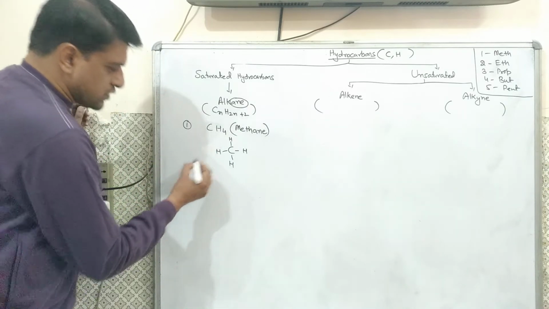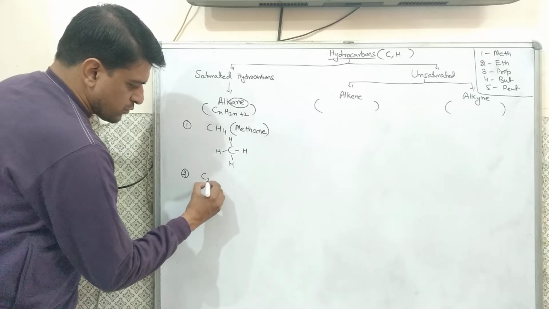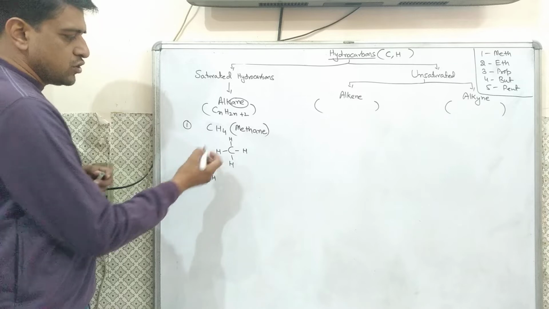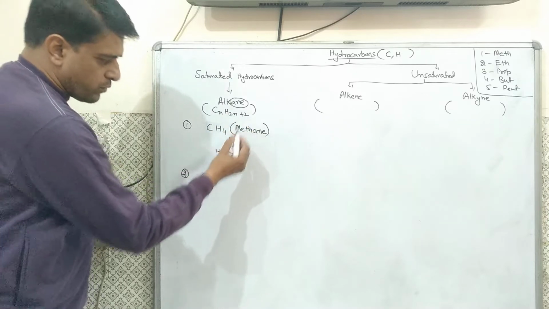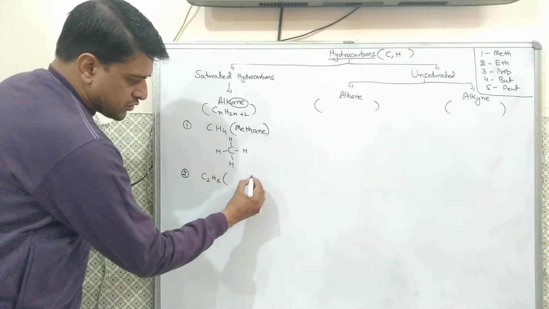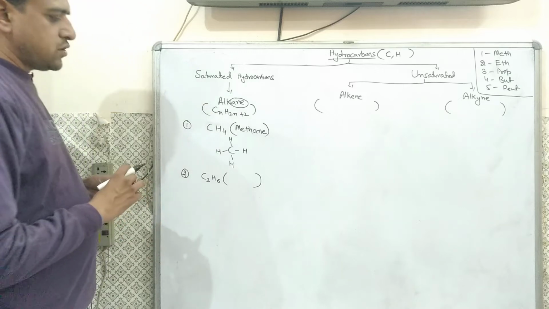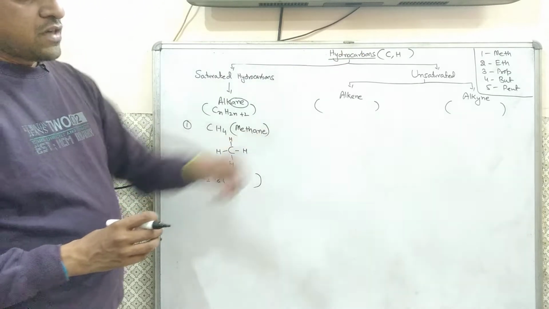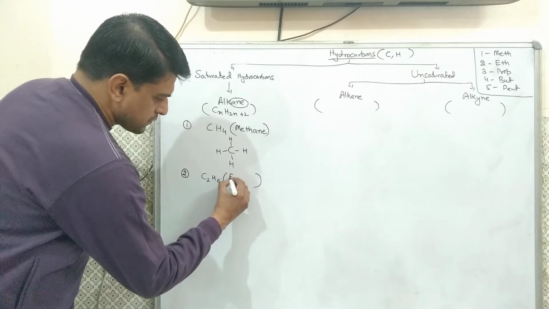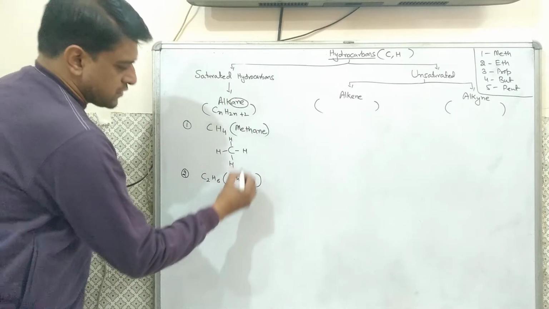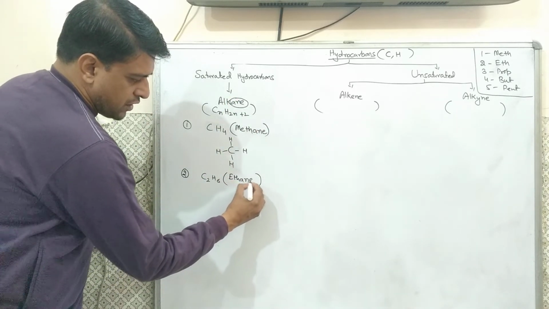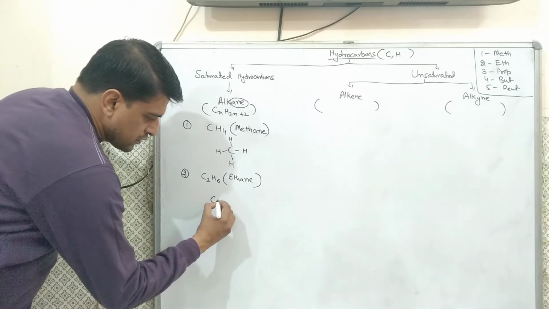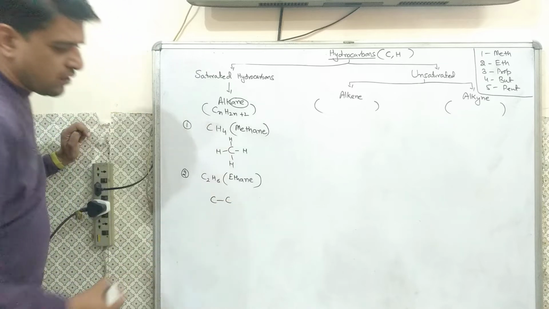Similarly, you can draw the structure of the second carbon. Suppose the carbon number is 2, then hydrogen should be double plus 2: 2 times 2 is 4, 4 plus 2 is 6. It should be C2H6. Now, if the carbon number is 2, the name should start with eth, and the suffix is ane. The name is ethane.